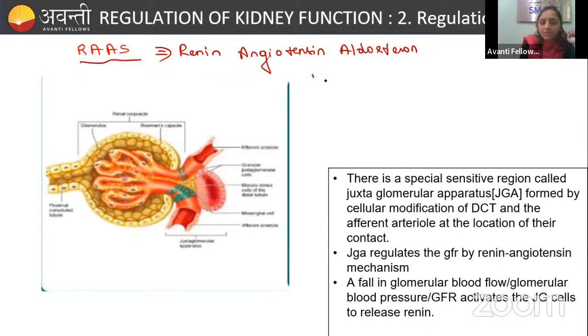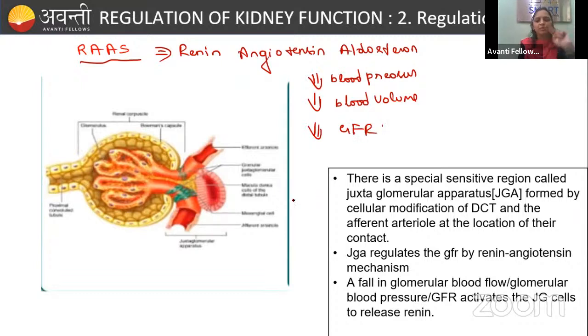What will happen when it is going to be activated, guys? When the blood pressure decreases, when the blood volume decreases, and when the glomerular filtration rate decreases, at that time this RAS mechanism is going to be activated. And you know this, guys, the RAS mechanism is a powerful vasoconstrictor.